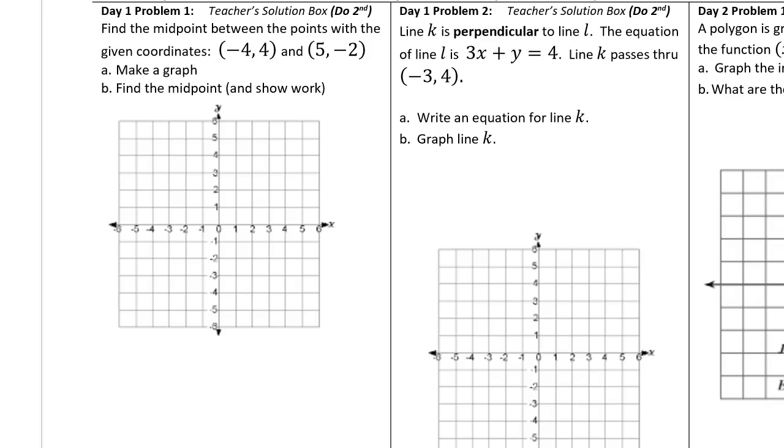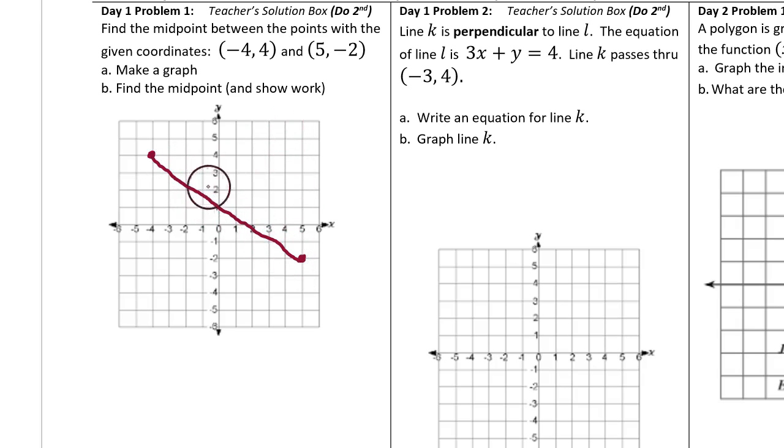Here's the answer for day one, problem one. Find the midpoint between these points. Negative 4, comma 4 is located up here in quadrant 2. 5, comma negative 2 is located here in quadrant 4. Let's draw a segment between these dots.